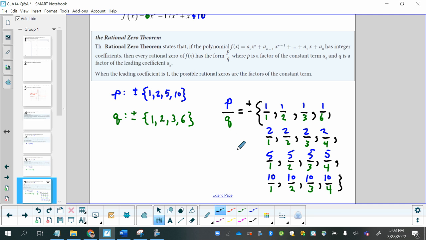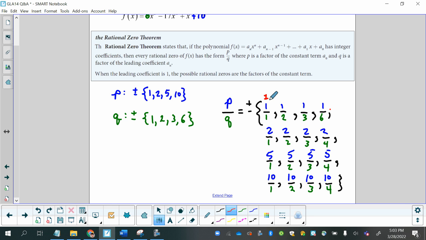Once you've done that, you'll notice that some of these fractions will reduce and be repeats of other fractions. So you want to go through and start to simplify and identify duplicates. This one is just the number 1. Then we have 1 half, 1 third, 1 sixth.